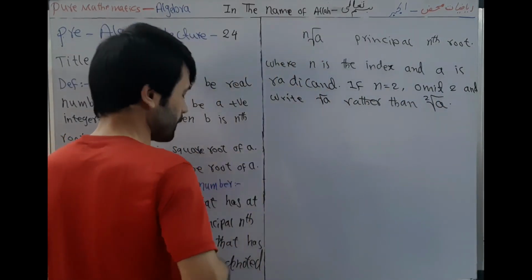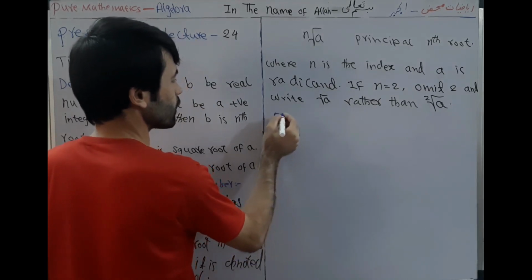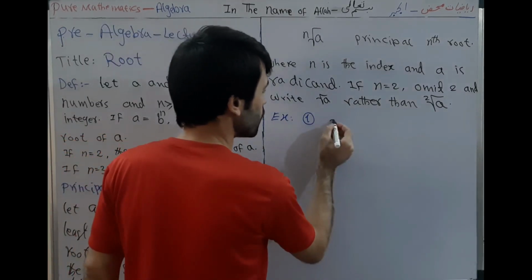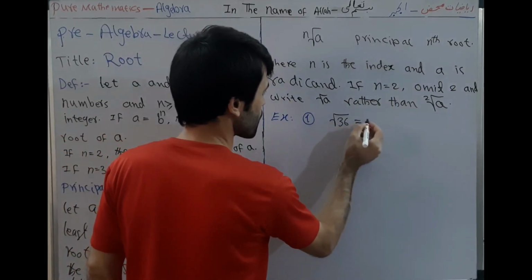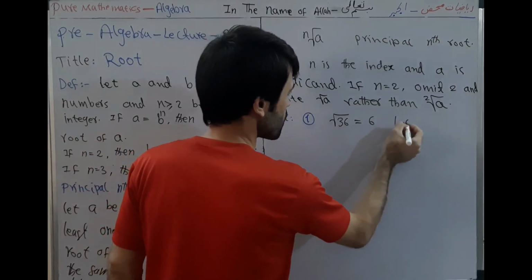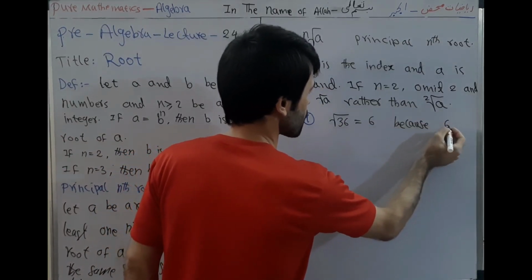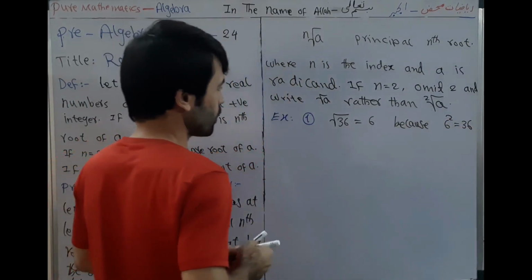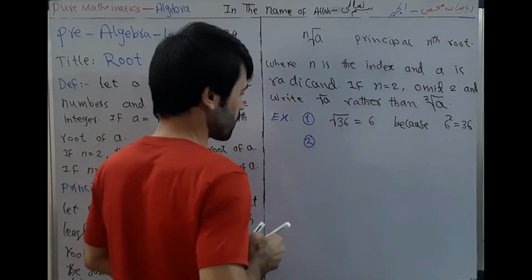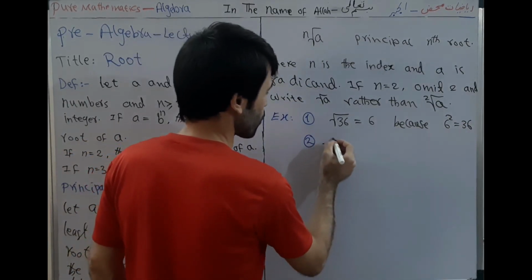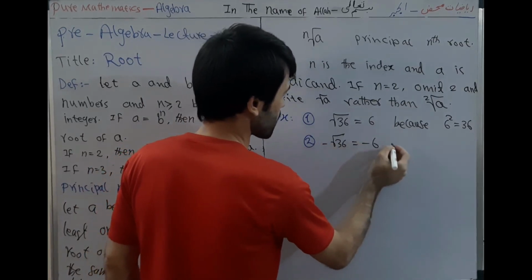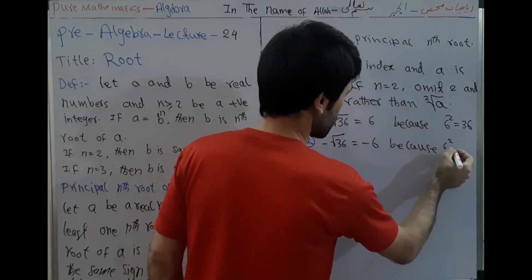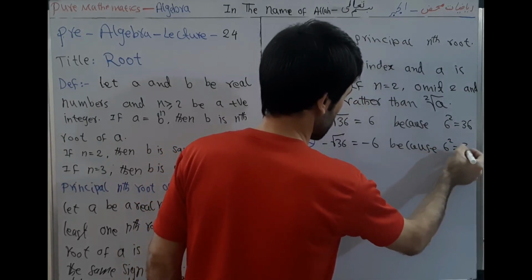Here are some examples. Example 1: square root of 36 is equal to 6 because 6 squared is equal to 36. Example 2: minus square root of 36 is equal to minus 6 because 6 squared is equal to 36.